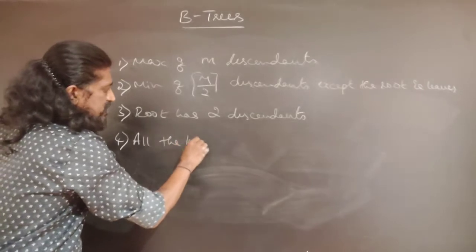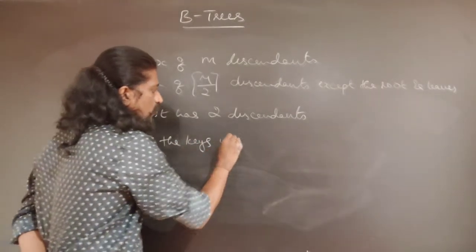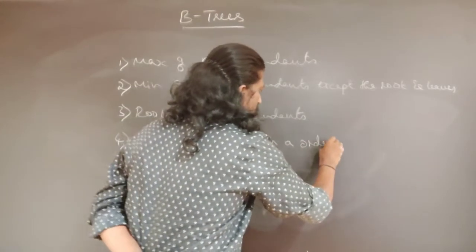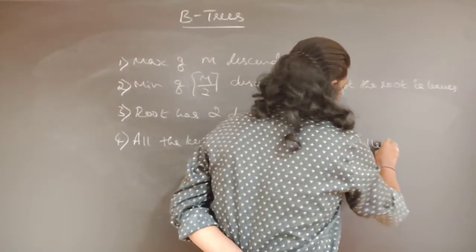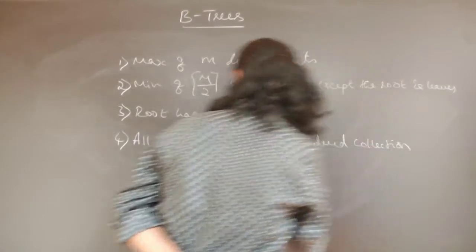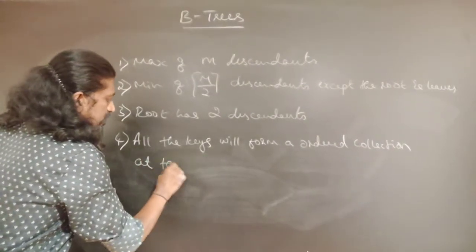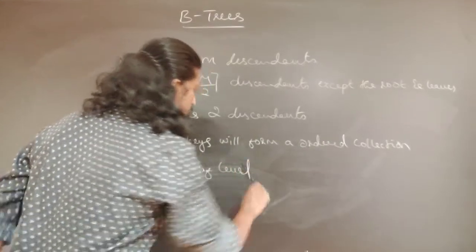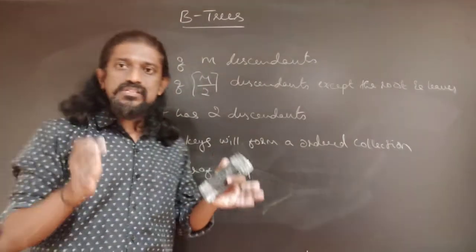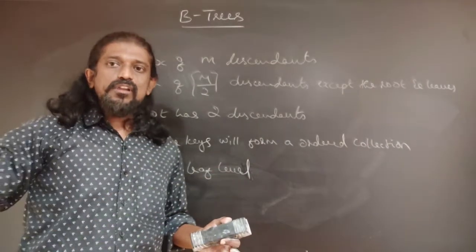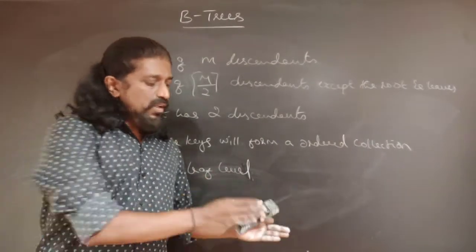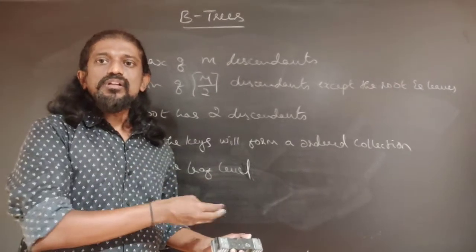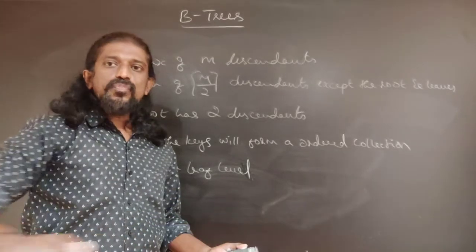All the keys will form an ordered collection at the leaf level. In our B tree, all the keys that are present in the B tree will be present in the leaf level, and as I told, there will be multiple blocks. Each one of the blocks will have keys in sorted order. Therefore, they will form an ordered collection.